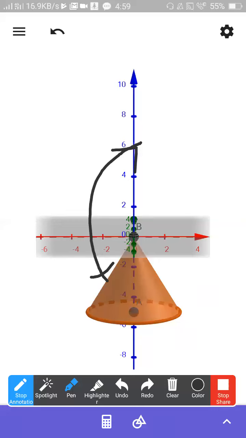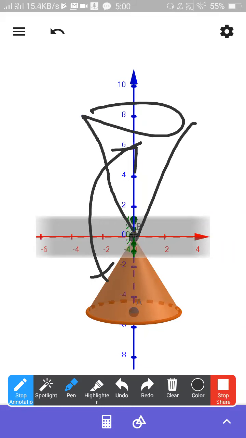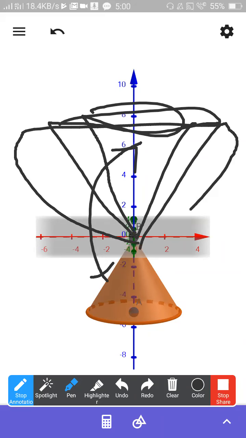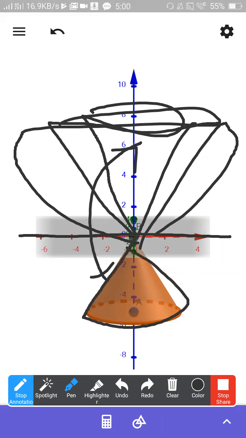How is theta getting varied? Initially my theta was like this. As I increase, it is going like this. It is going like this, then it is becoming like this, then it goes like this. Okay, like this it keeps on going.